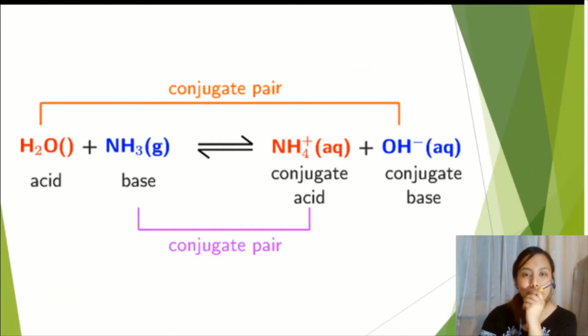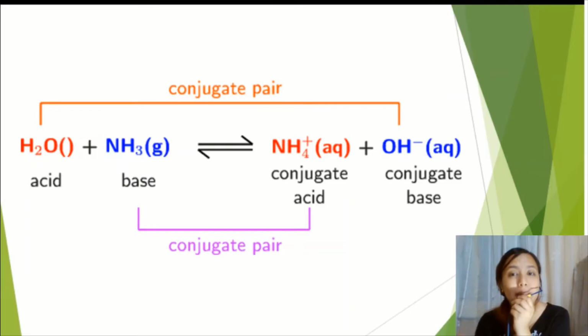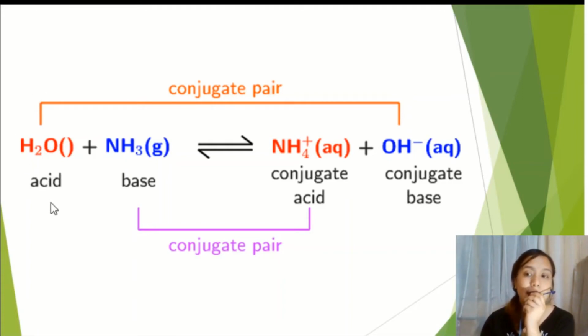And here, look at it. This is an example of a buffer reaction. This is your water and this is your ammonia. So ammonia acts as a base in this solution. When you act as a base, usually you are the one accepting a proton, so the species you produce is a conjugate acid. In this solution, your H2O acts as an acid and in turn it becomes a conjugate base.